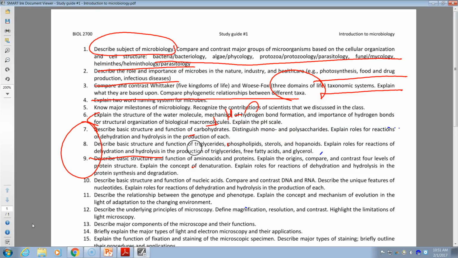Proteins. Know the components. I get really mad when you pick that proteins consist of nucleotides, so don't. They consist of amino acids, okay? In a dehydration reaction, amino acids form peptide bonds and form proteins, okay?